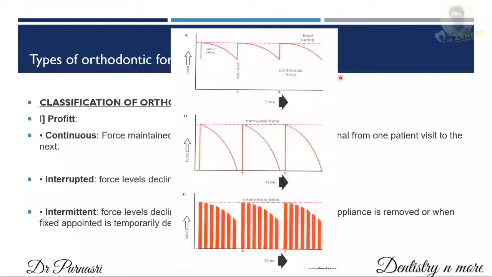So you can also draw these diagrams here. There is force, and the x-axis is the time. This first graph shows the continuous force. This is the interrupted force, where the force is gradually decreasing over time. And then there is intermittent force, where the force decreases to zero suddenly between the wears, and also gradually decreases over time.